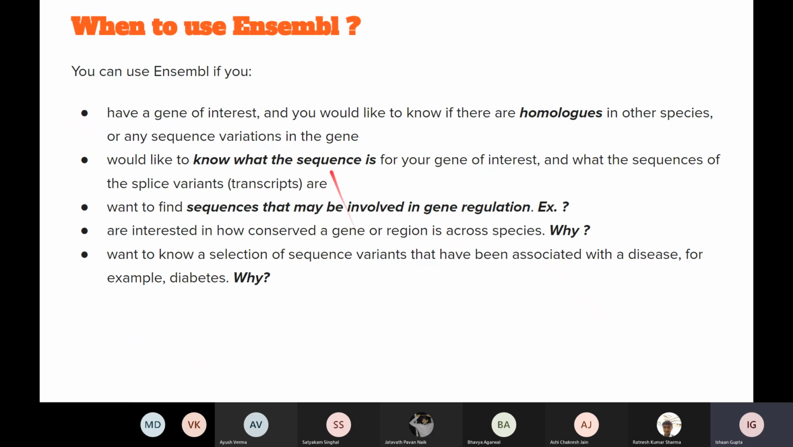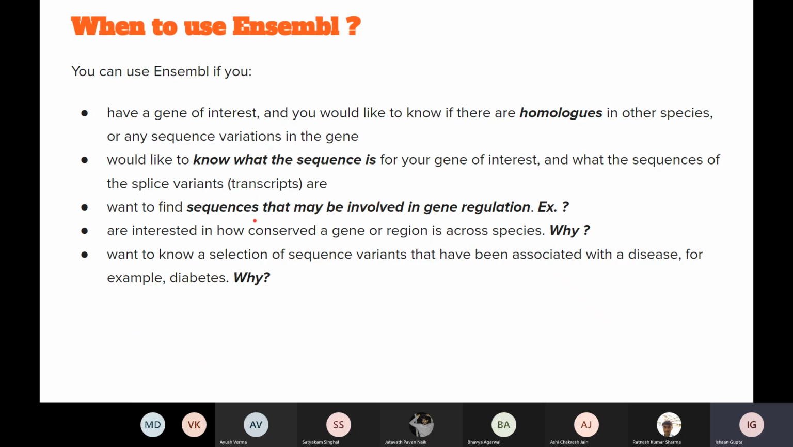So what is Ensemble? Basically, you can do the following things. If you have a gene of interest and you would like to look at homologs in other species, a question that I've asked you earlier, you can just directly go and look for that in Ensemble. If you have a sequence of your gene of interest, and you want to know what different kinds of mRNA molecules it's going to make, you can find that in Ensemble.